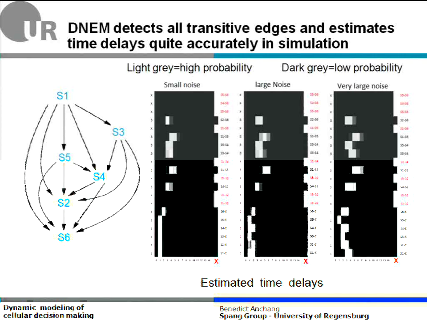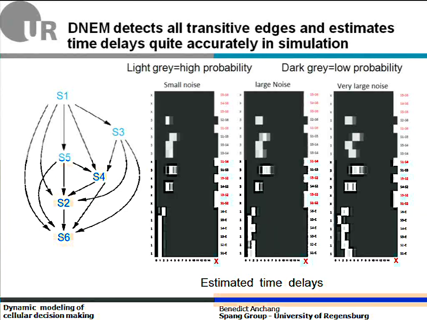So here we have certain edges in red, corresponding to the transitive edges. If you look at x, it has high probability mass on all these edges. Therefore, our model is able to predict that these edges are non-existent.